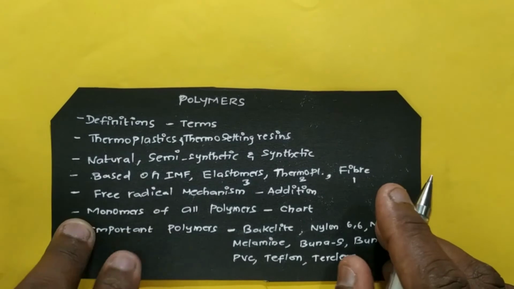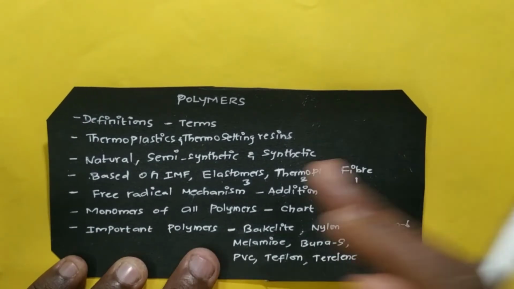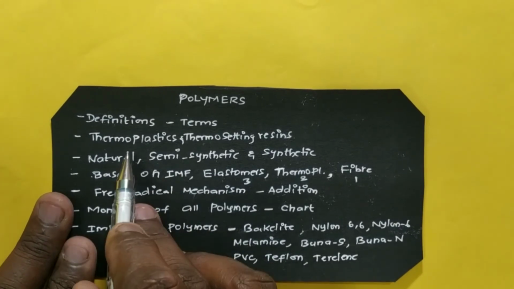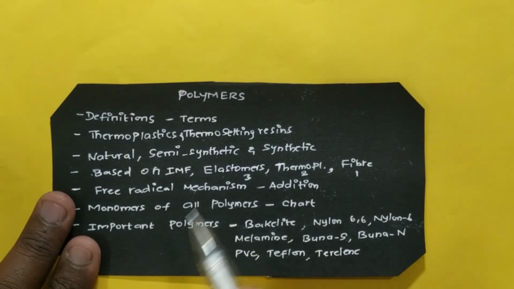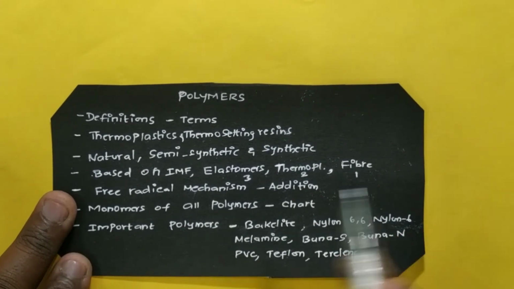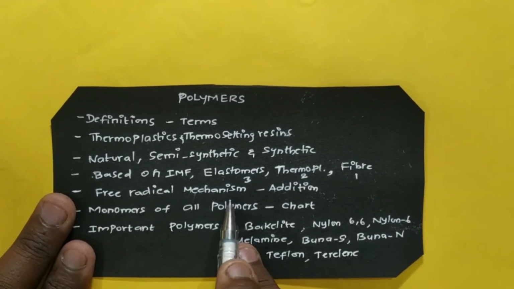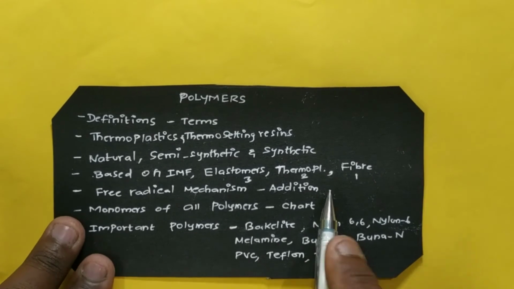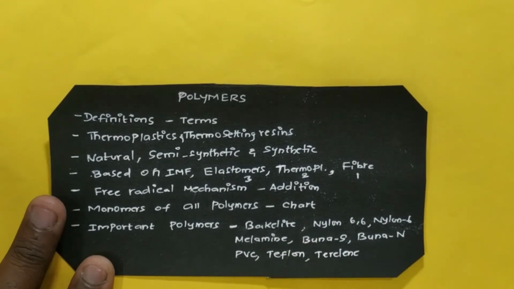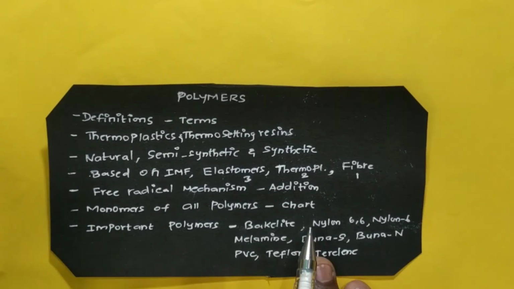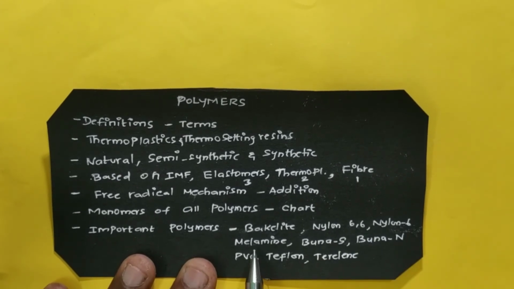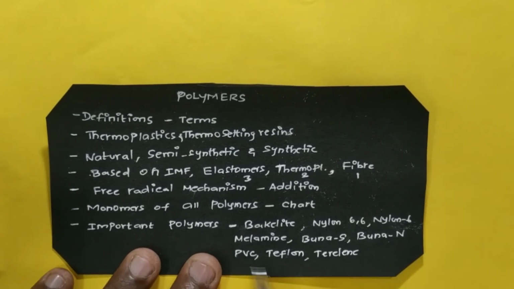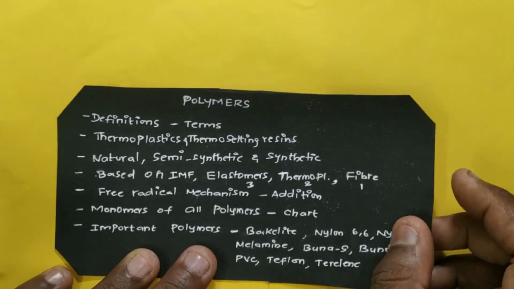So you have to identify. You should practice making a tabular column with thermoplastic, thermosetting resins, synthetic, natural and semi-synthetic plastics. Then elastomers, thermoplastics, fibers, you have to make a tabular column. Then the free radical mechanism they'll be asking, addition polymerization, then monomers of all polymers, you have to make it as a chart. And the important, frequently asked polymers are bakelite, nylon 66, nylon 6, melamine, buna-S, buna-N, PVC, Teflon and Terylene. These are all the important areas of questions in the polymers unit.